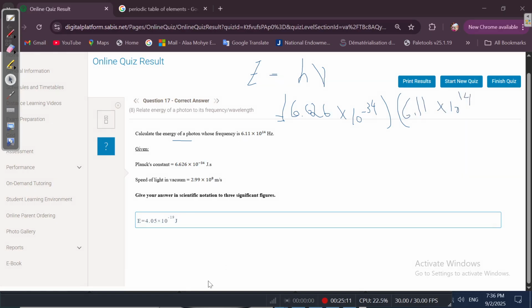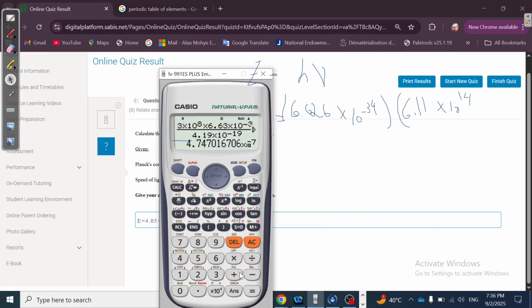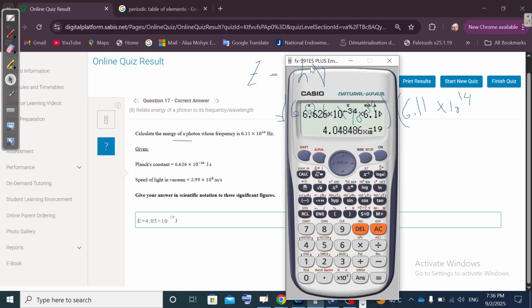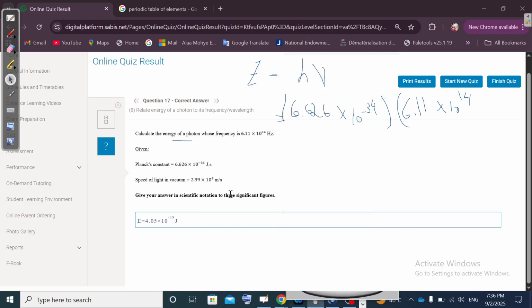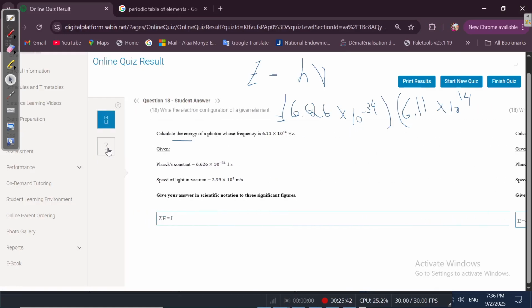Let's check our answers. Calculator please. 6.626 times 10 to the minus 34 times 6.11 times 10 to the 14. We should get 4.05 times 10 to the minus 19 joules to 3 significant figures. Okay, moving on.